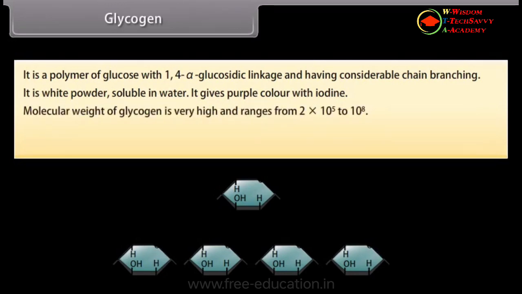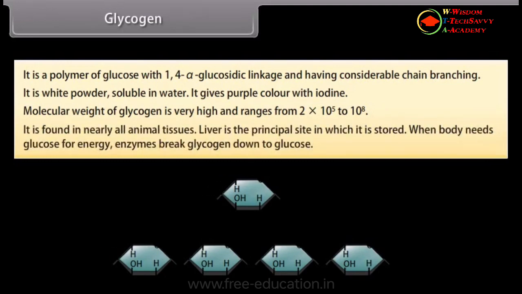The molecular weight of glycogen is very high and ranges from 2 times 10 raised to the power 5 to 10 raised to the power 8. It is found in nearly all animal tissues. Liver is the principal site in which it is stored. When the body needs glucose for energy, enzymes break glycogen down to glucose.